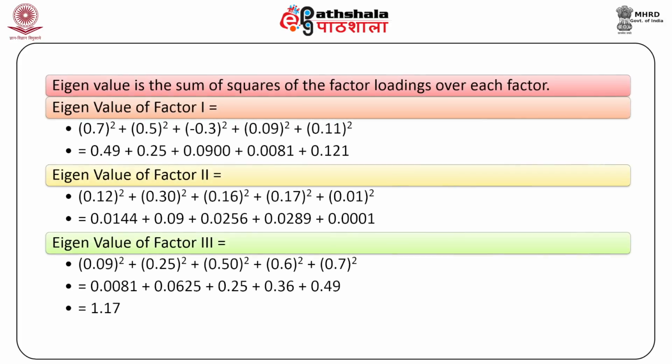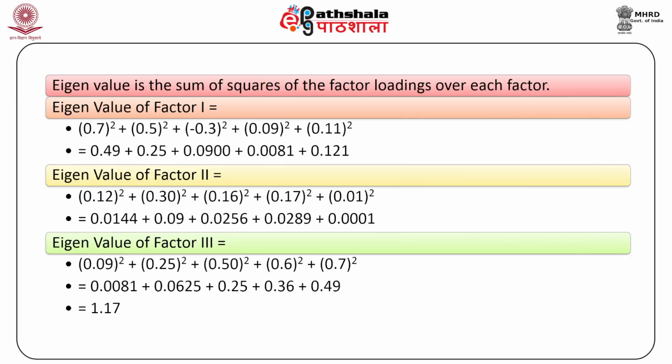Eigenvalue is the sum of squares of factor loadings over each factor. Eigenvalue of factor 1 is equal to 0.7 square plus 0.5 square plus minus 0.3 square plus 0.09 square plus 0.11 square. This is equal to 0.49 plus 0.25 plus 0.0900 plus 0.0081 plus 0.0121, which is equal to 0.85. Eigenvalue of factor 2 is equal to 0.12 square plus 0.30 square plus 0.16 square plus 0.17 square plus 0.01 square. This is equal to 0.0144 plus 0.09 plus 0.0256 plus 0.0289 plus 0.0001, which is equal to 0.16.